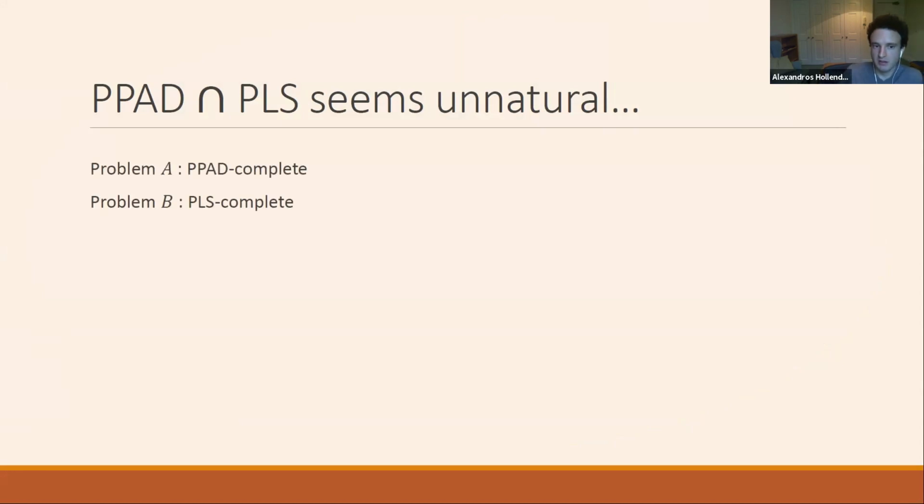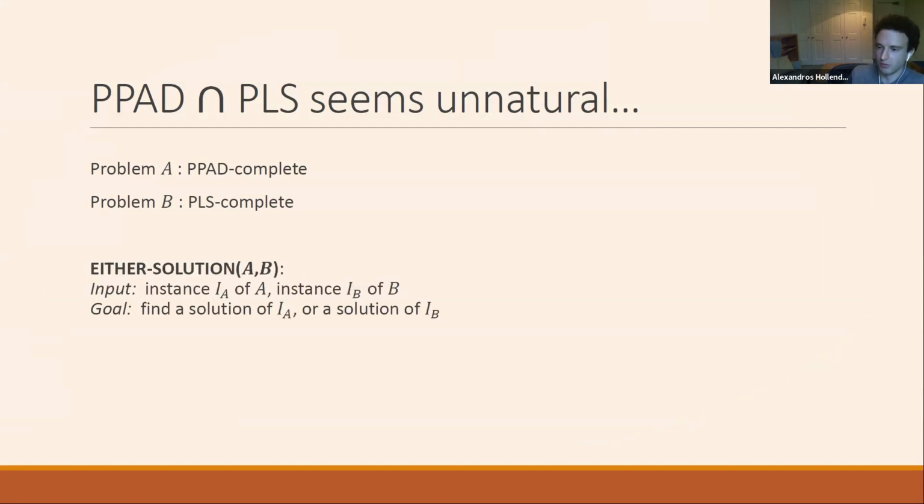So let A be any PPAD complete problem, for example, Nash, and let B be any PLS complete problem, for example, local max cut. And now I construct the following problem out of these problems: the problem "either solution of A or B." This problem is simply, I give you an instance of A and an instance of B, and you have to solve either of them, whichever way you want. So you're given an instance of each of the problems, and you're just required to solve one of them. Doesn't matter which one.